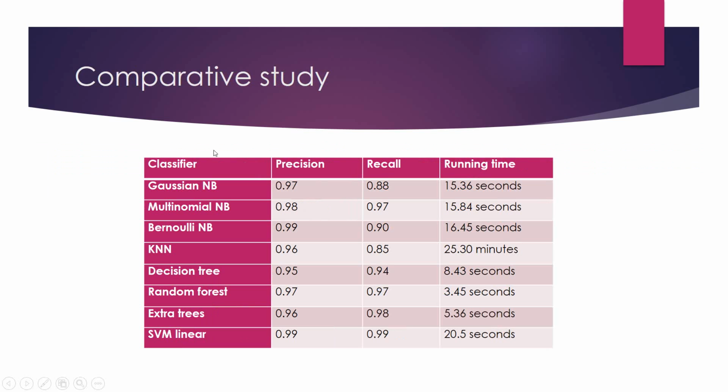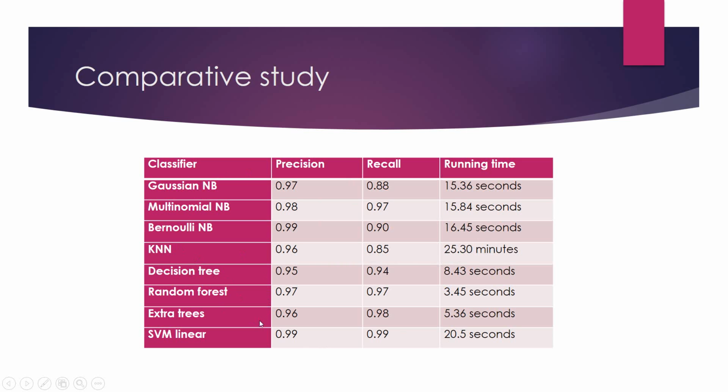If we compare all the classifiers based on precision and recall: if recall is high, then the number of legitimate emails wrongly predicted as spam emails is very low. So basically we need both precision and recall to be high, with more weightage given to recall. Looking at these statistics, we can see that obviously KNN performs badly in precision, recall, and running time. So this is the worst classifier.